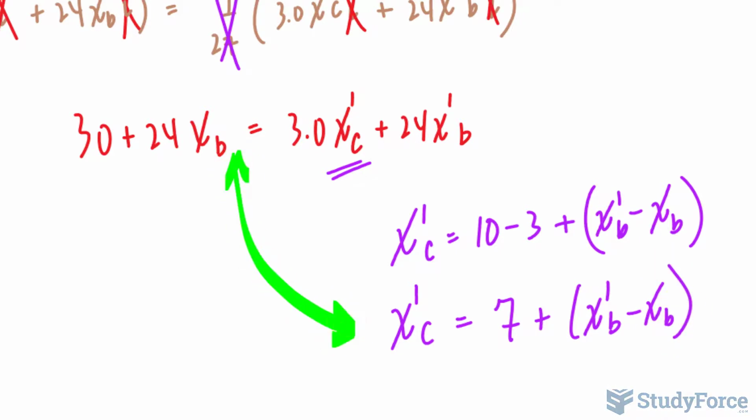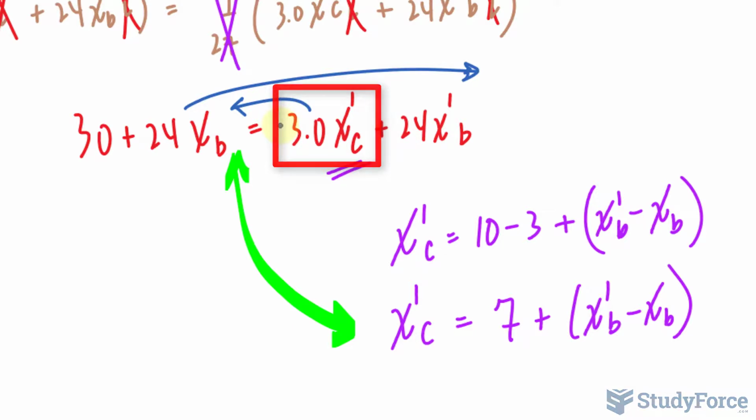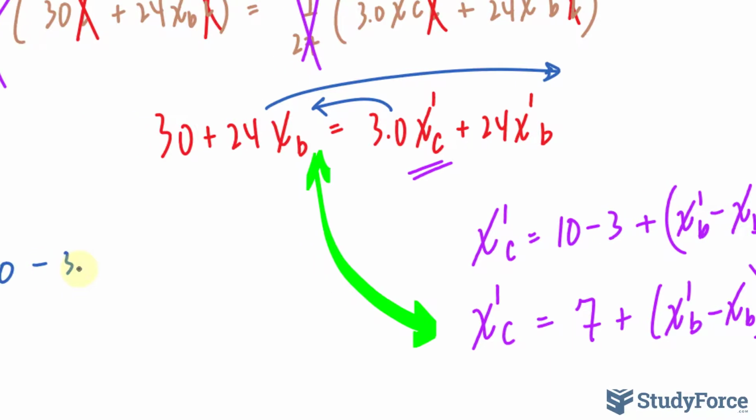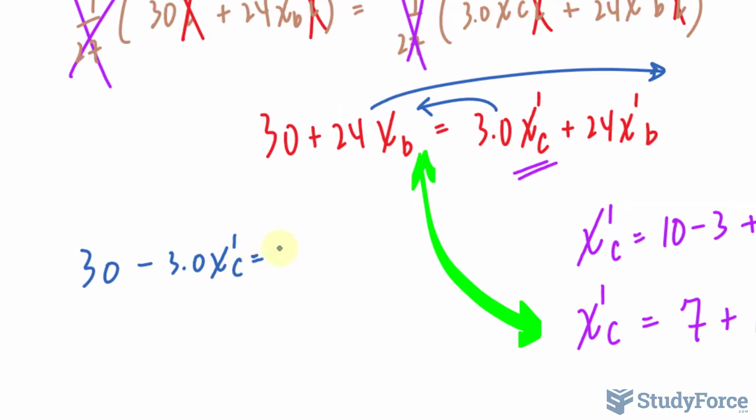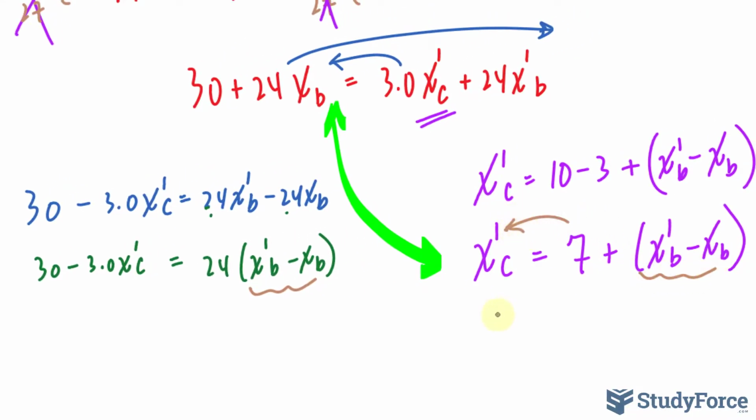To solve these two equations simultaneously, what I will do is I'll take this term over and also that term over so that I have the x sub b and x prime sub b on one side exclusively. So moving that over, I get negative 3.0 x prime sub c is equal to 24 x prime b minus 24 x b. Factoring out 24 from here and here, and of course on this side we have 30 minus 3.0 x prime c, 24 times x prime b minus x b, and you'll see that this is the same as that. So bringing that over, x prime c minus 7 is equal to x prime b minus x b.